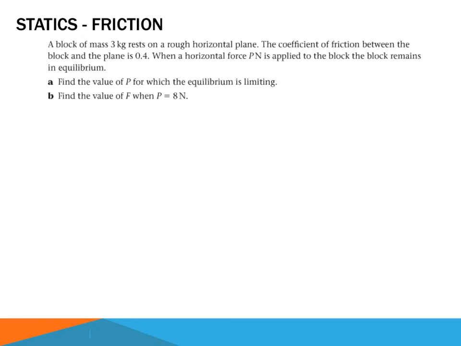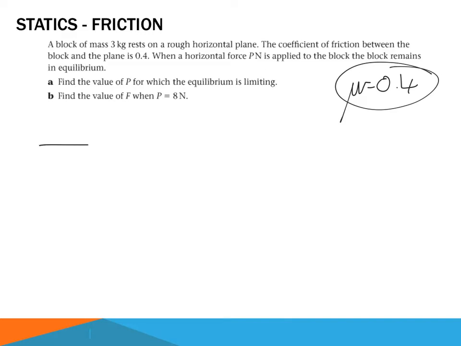Okay, here's our first example. So we've got a block of mass 3 kilograms resting on a rough horizontal plane. Immediately we're looking at this word rough and we're thinking we've got friction involved. The coefficient of friction between the block and the plane is 0.4. That's going to be a useful bit of data for us, and we might just want to write it down to remind us. When a horizontal force P is applied, the block remains in equilibrium.